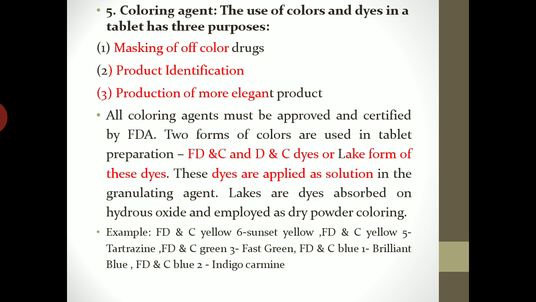If dyes are used, they are used as a solution and generally they are added in granulating agents. If lakes are used, then they are used as a dry powder. Lakes are dyes adsorbed on hydrous oxide. Examples of coloring agents used are FD&C Yellow 6, that is sunset yellow, FD&C Yellow 5, which is tartrazine, FD&C Green 3, which is fast green, FD&C Blue 1, which is brilliant blue, FD&C Blue 2, that is indigo carmine.